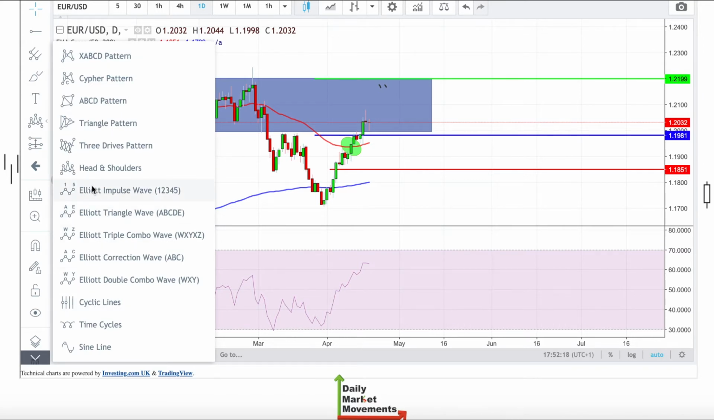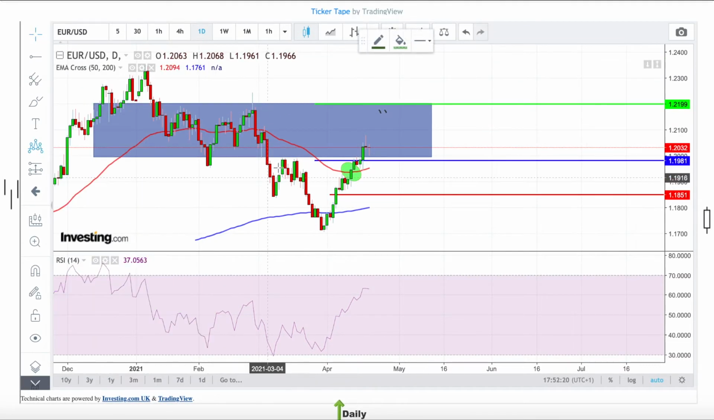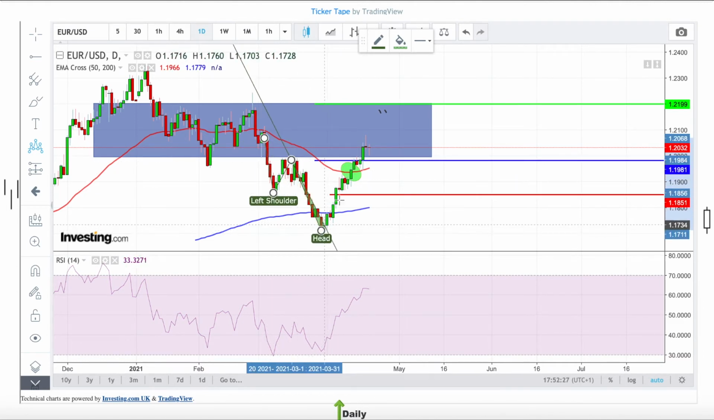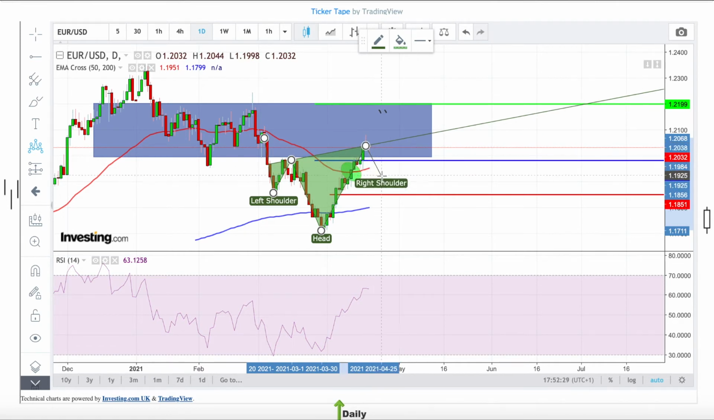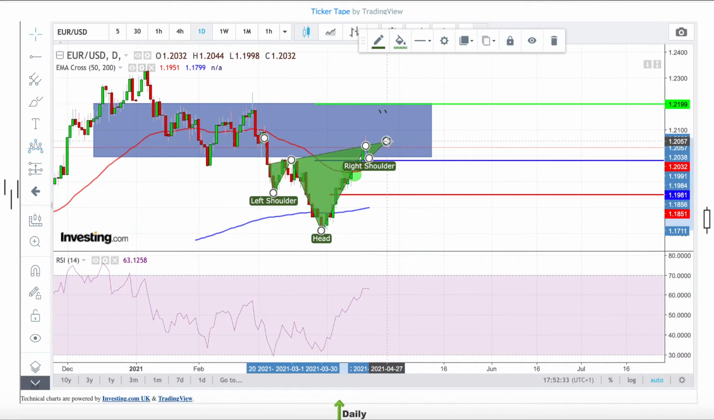If I just draw the head and shoulders pattern here, this is your left shoulder. As you can see, we've now just formed the head, we've snapped back, and now the big question is how big will the right shoulder be? As it stands, we've gone down to 1.20. If we can break towards the 1.2052 area, that could be the catalyst that sends us back up towards 1.21.